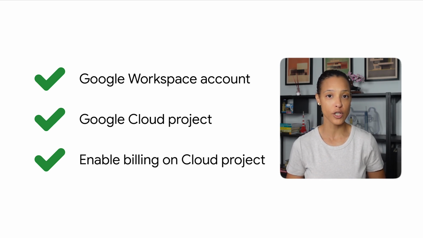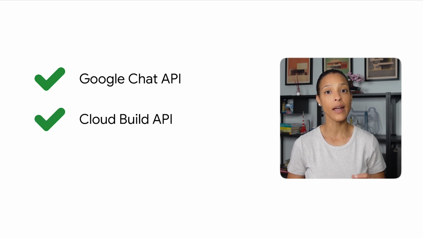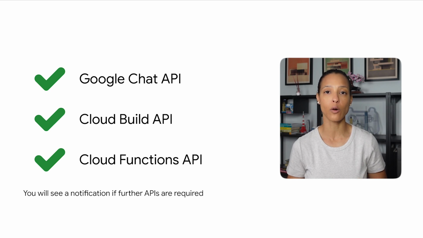Further, for the Google Cloud project you created, enable the Google Chat API, Cloud Build API, and Cloud Functions API in the Google Cloud Console.